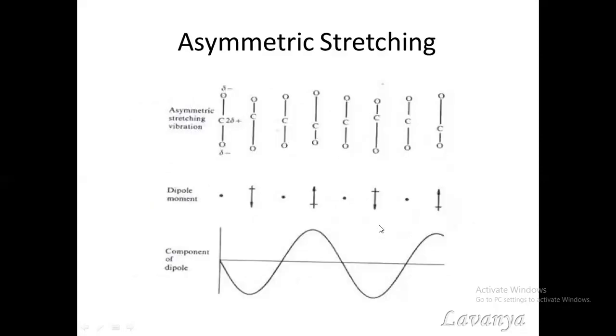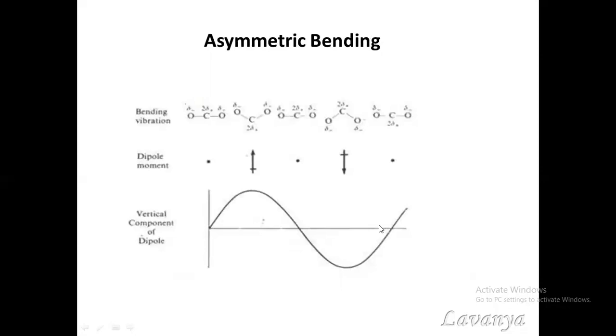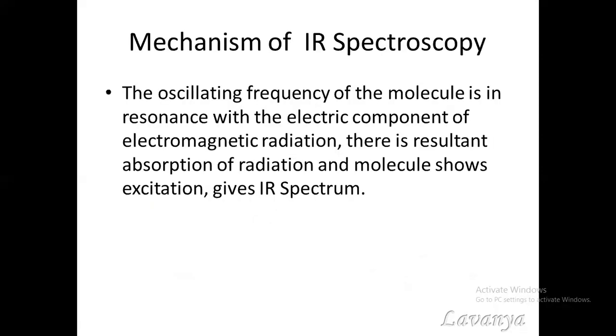Either it is stretching or bending, the carbon dioxide is exhibiting a constant frequency with which it is either stretching or bending. It has a particular frequency. And when the frequency of this radiation is in resonance with the frequency of the carbon dioxide molecule with which it is stretching or bending, then absorption of radiation will take place, and then it gives the IR spectrum. That is the major concept, the mechanism of IR spectroscopy.